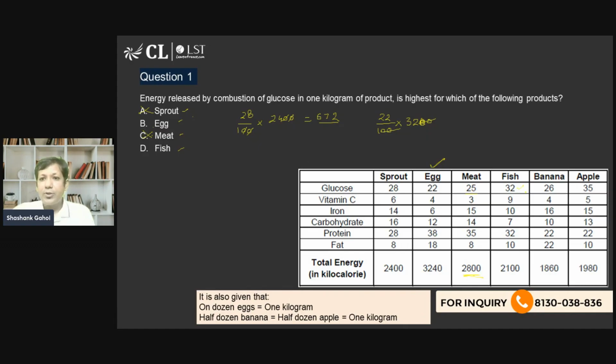And fish is 32% of 2100. So 32% of 2100 is definitely going to be less than 700, because 32 into 20 is 640, plus 32 into 1 is 32, so it is going to be 672, and that's less than 700. So even fish cannot be the answer. So the answer of this question is option B, that is egg. So we can approximate and get the answer very easily. Now let's move on to the next question.